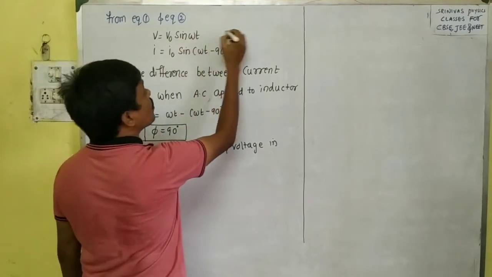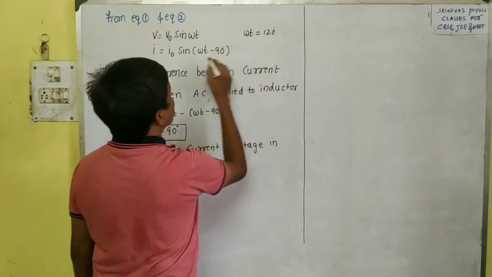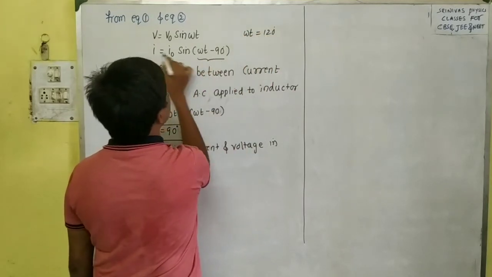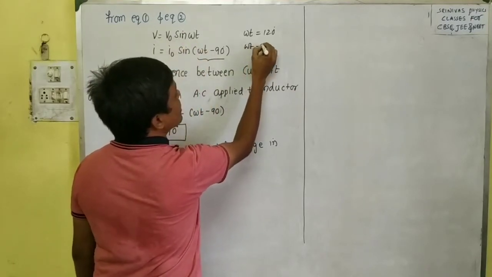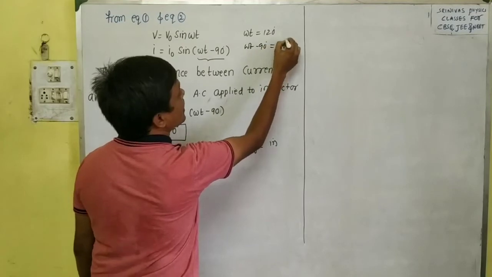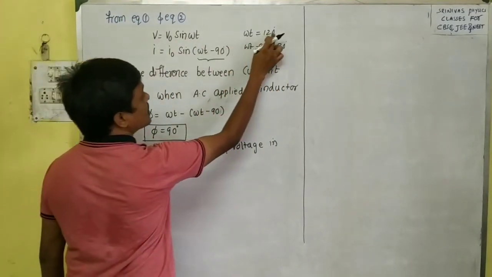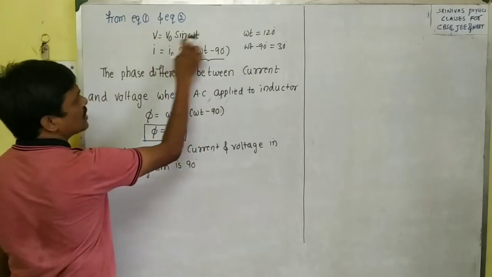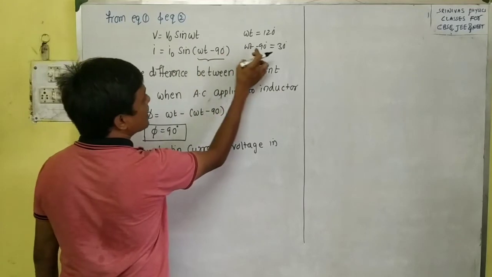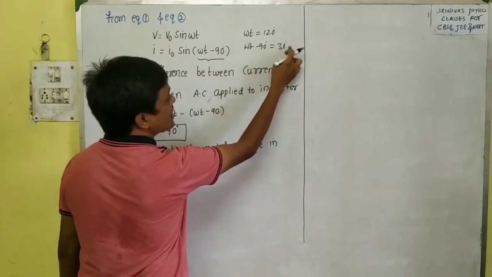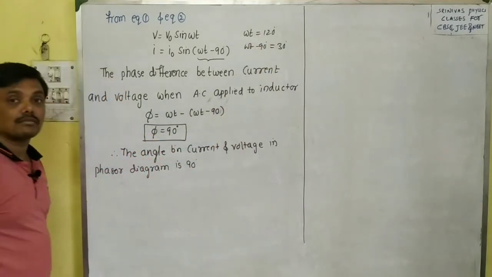For example, the voltage angle omega t here we can take as 120. Then the current angle is omega t minus 90. That means the current angle is less, only 30 degrees. The current angle is 30, the voltage angle is 120. I am considering omega t is 120, then the current angle is 120 minus 90, that is 30. The current angle is less and the voltage angle is more.